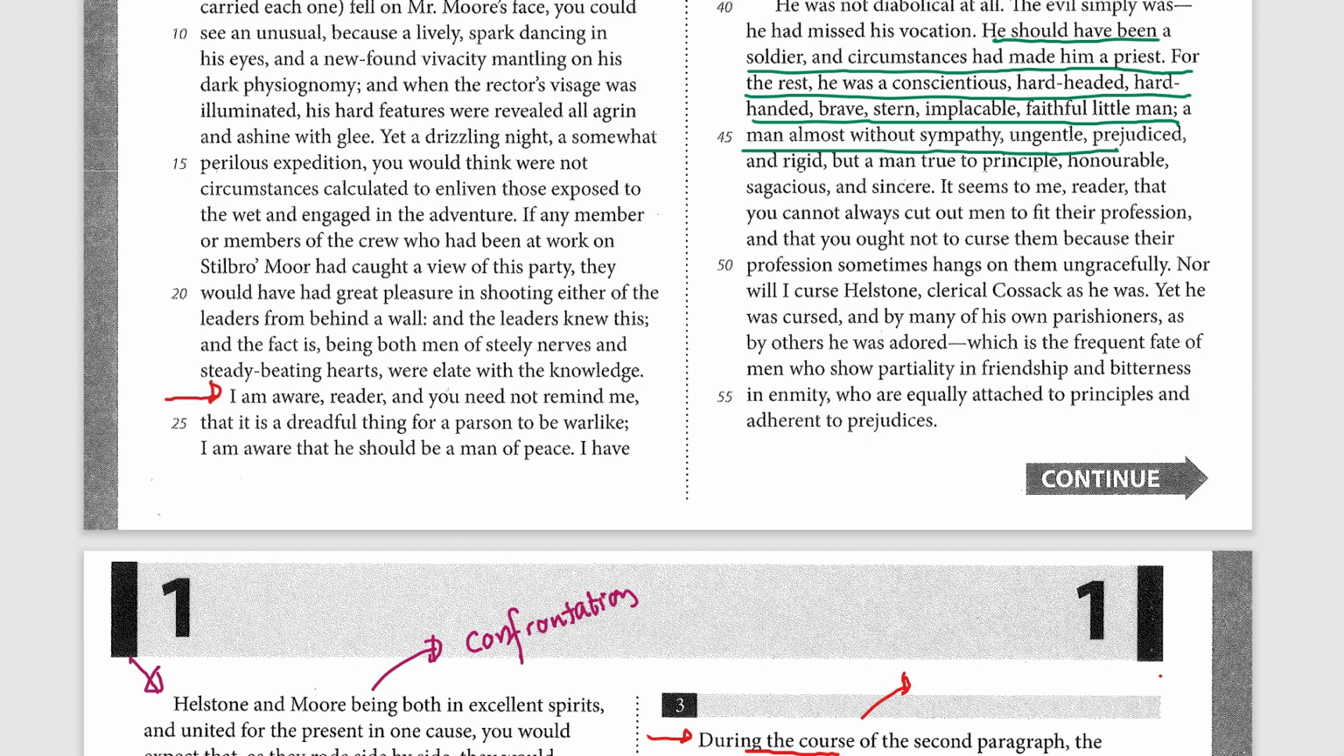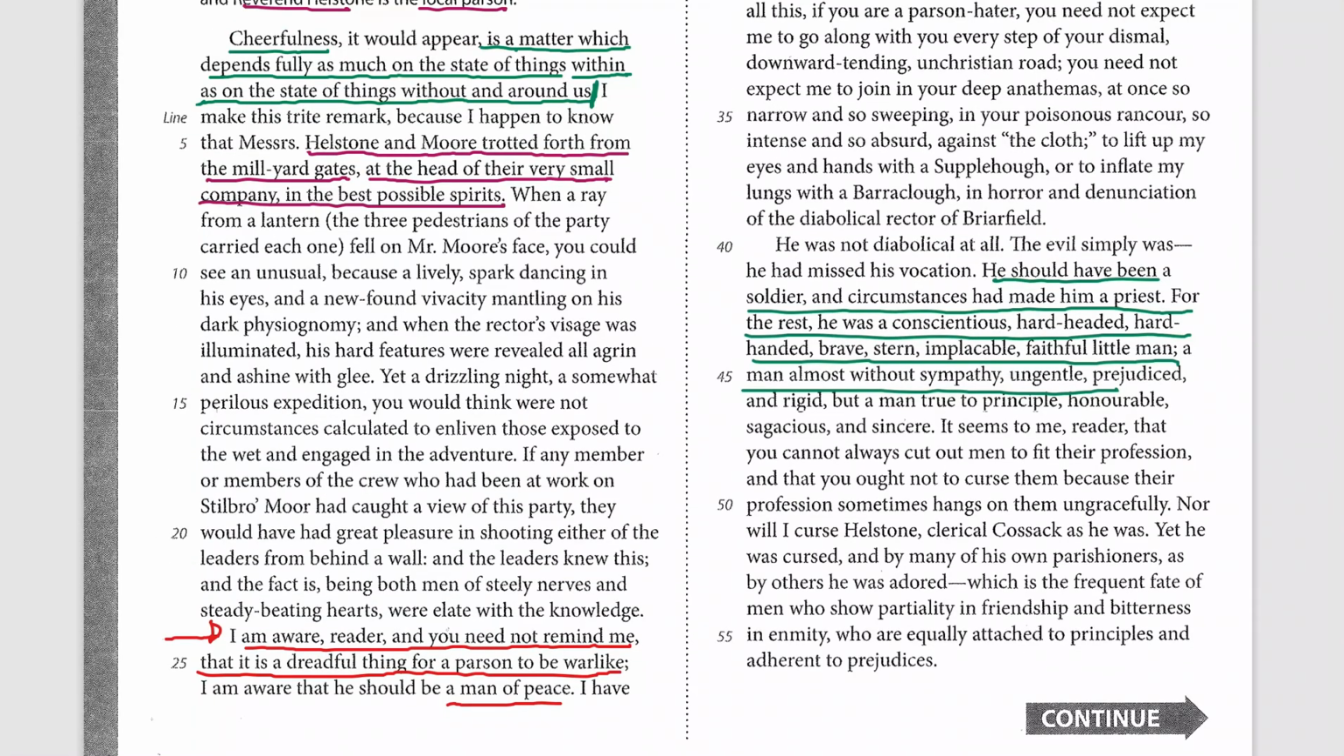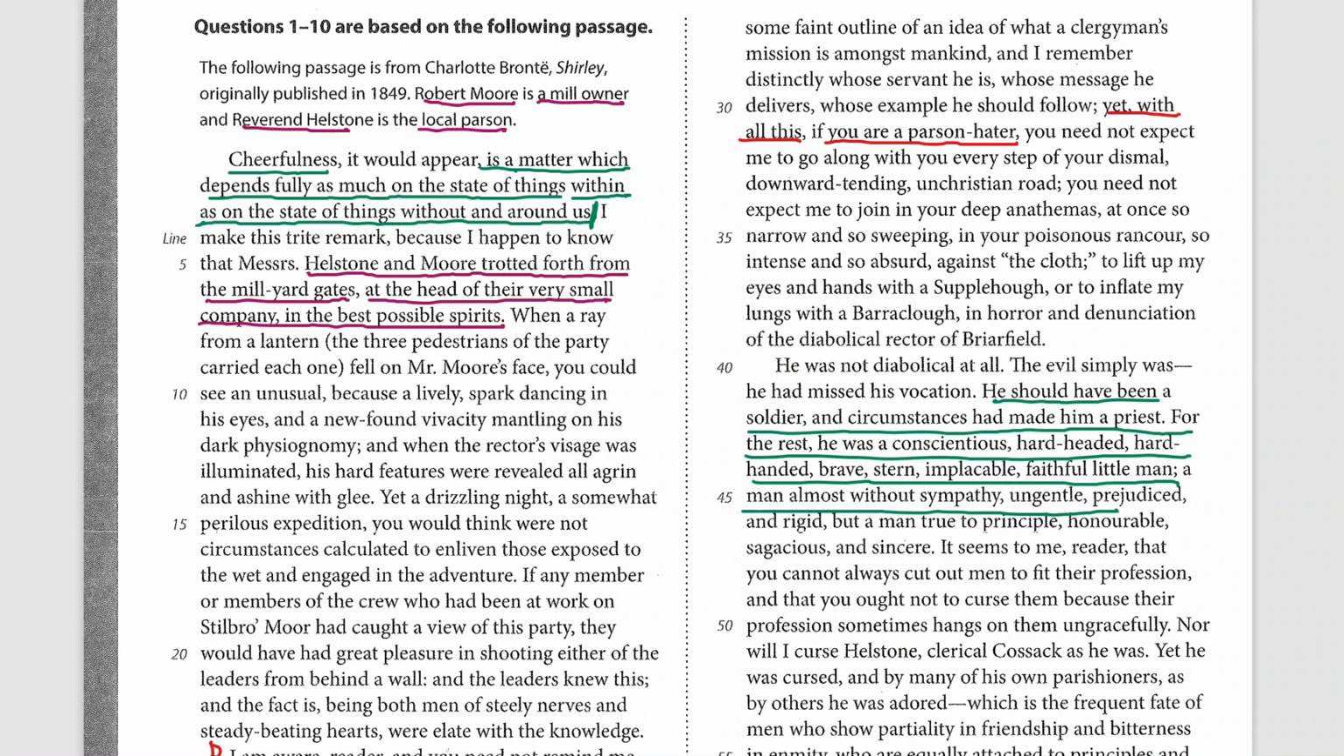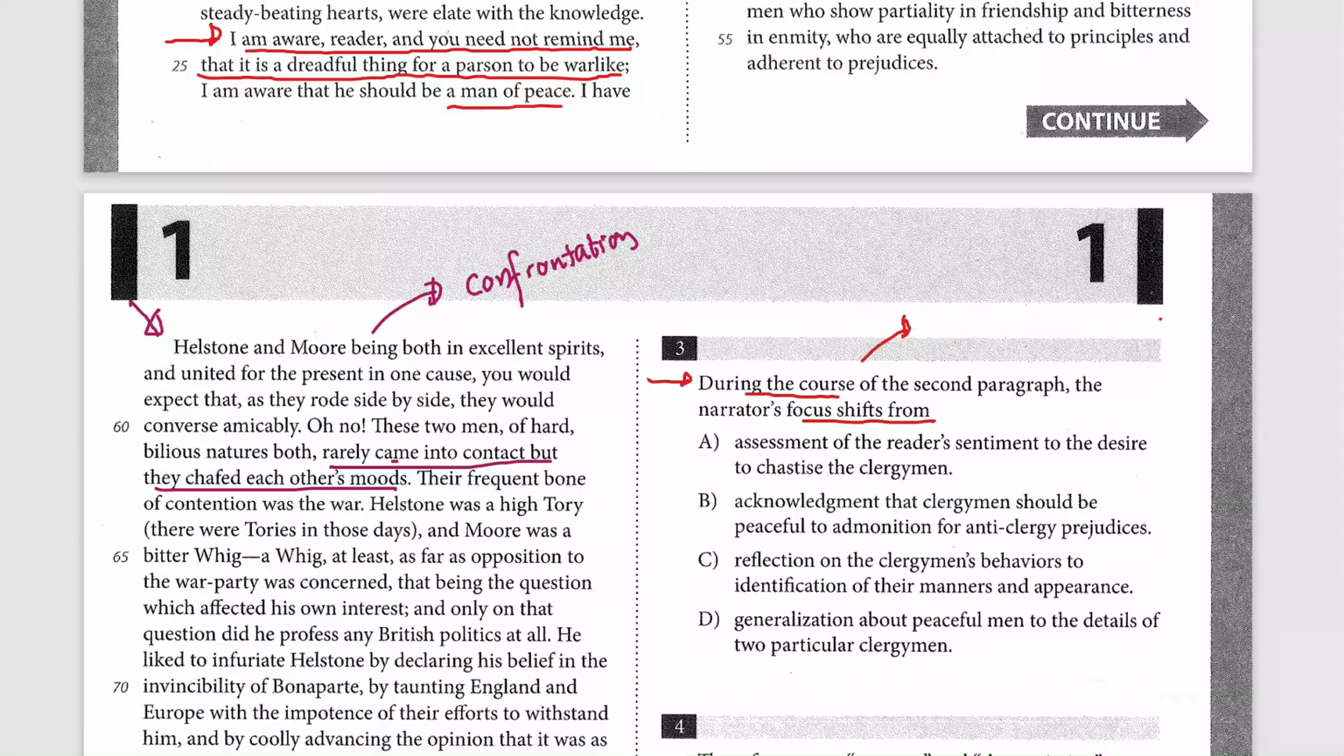Remember what he said to the reader? "I am aware, reader, you need not remind me that it is a dreadful thing for a person to be warlike." It's very hard for a priest to be aggressive. I am aware that he should be a man of peace. Then in the second part of the passage: "Yet with all this, if you are a person hater, you need not expect me to go along with you every step of your dismal, downward tending, unchristian road." So you need not expect me to join you. I won't be with you in your deep anathema, meaning dislike. So now we understand how it started and how it went.